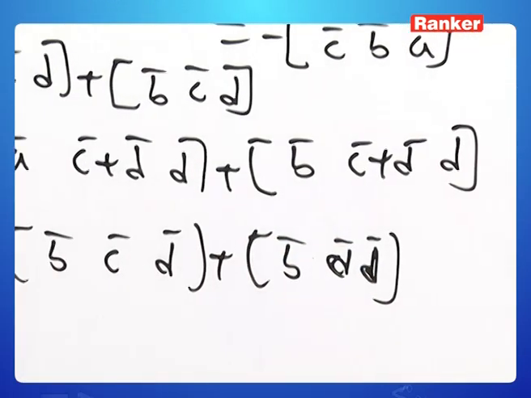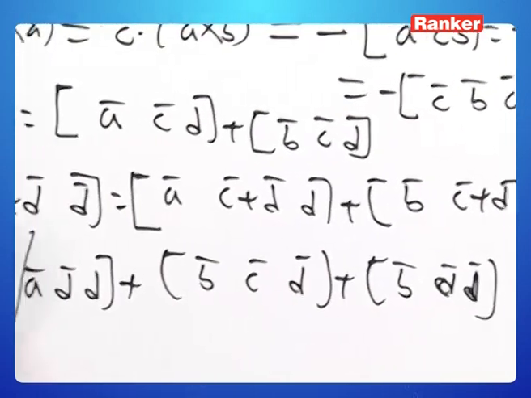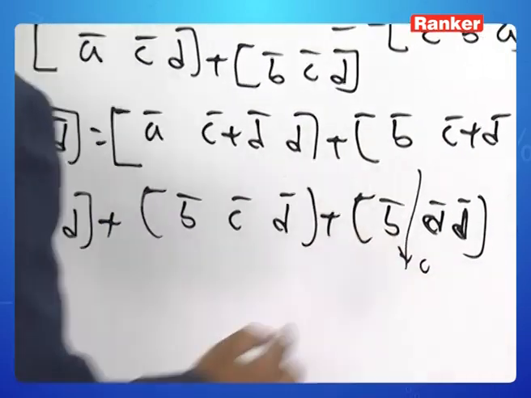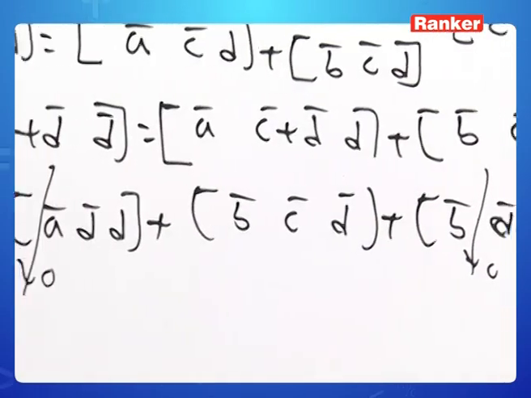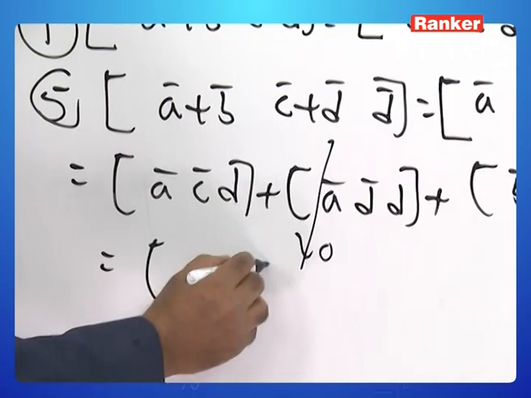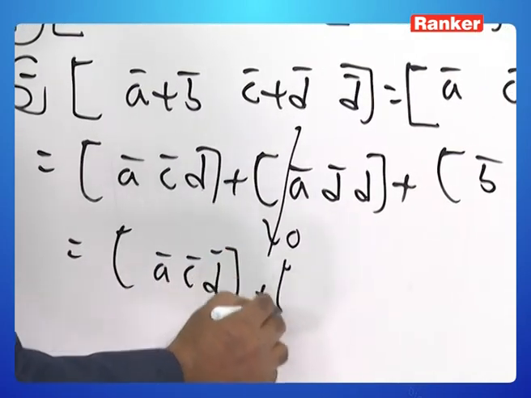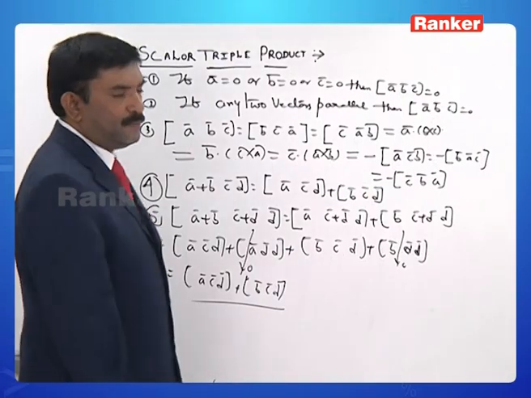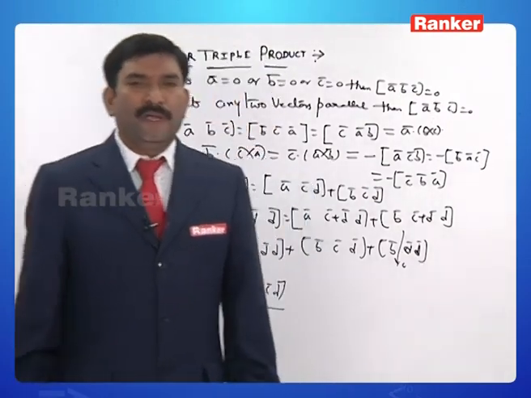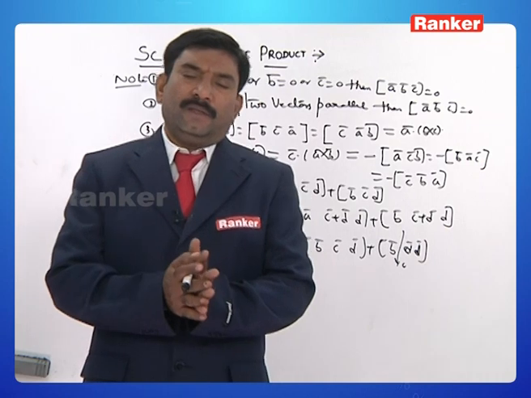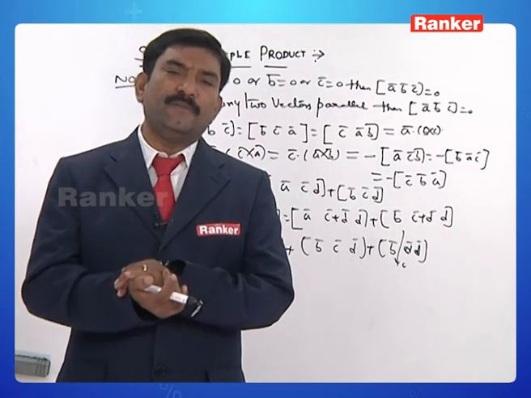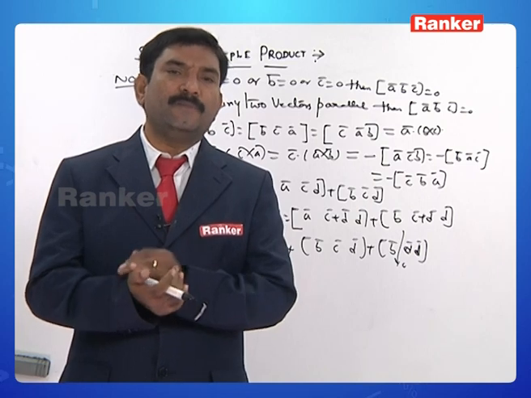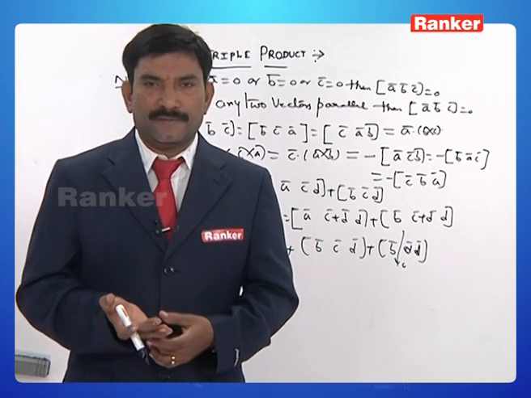So now, here two vectors are repeated. Its value is 0. Here two vectors are repeated. Its value is 0. Ultimately, I can write [A bar, C bar, D bar], right? Next, [B bar, C bar, D bar]. With this concept, what we understood is, in a box product, if any vector is a sum of two vectors, then that box can be expressed as the sum of two boxes.